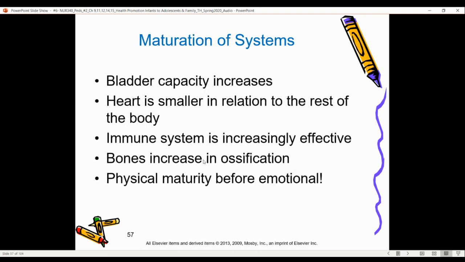They absolutely, by school age years, can hold their urine overnight. They should be potty trained at this point for nighttime and daytime. Their heart is smaller in relation to the rest of their body. It's now centrally located in the middle of their chest, and it's the same proportion sizes that we see with adults. Their immune system is now very effective.